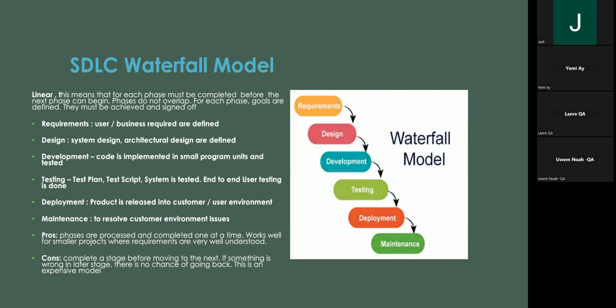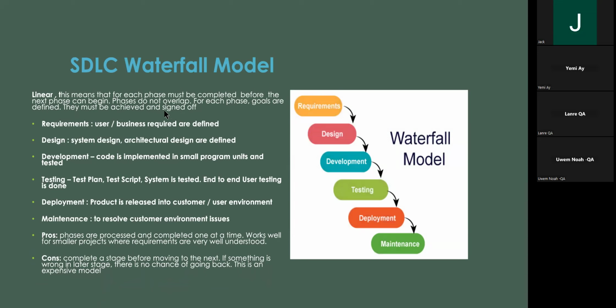So this is the diagram. In this diagram, you see waterfall. It's always like a waterfall. You see, requirement phase, the design phase is falling like water. And I will explain this concept to you. So this means that it's a linear concept. Linear is going straight down.